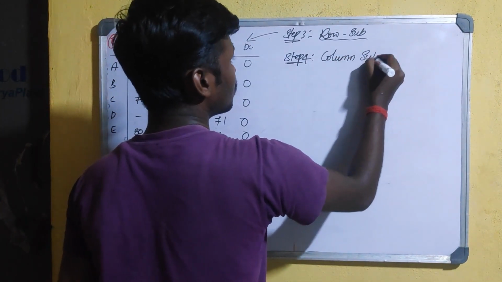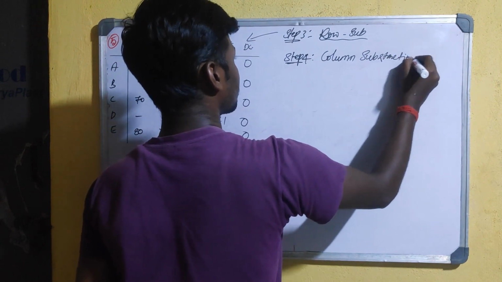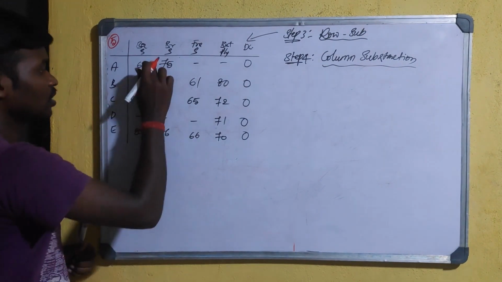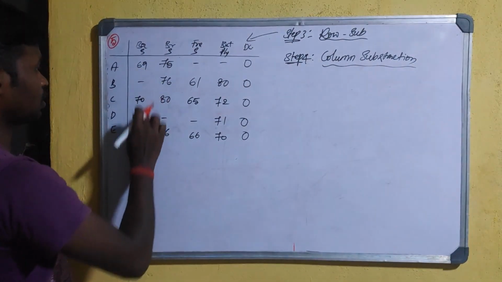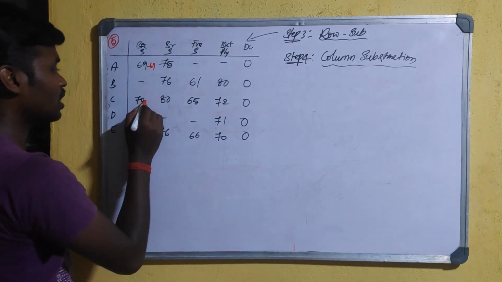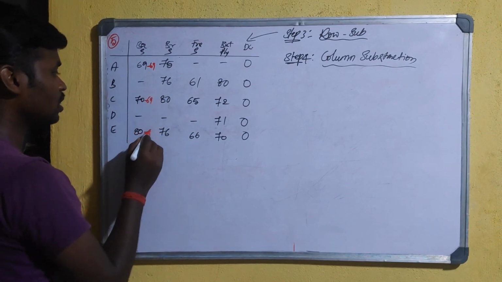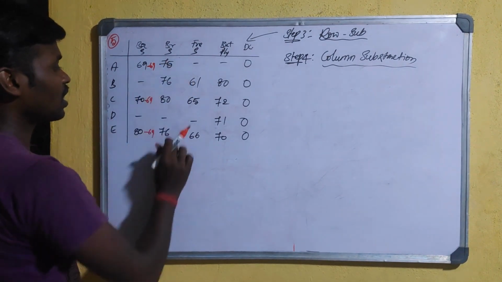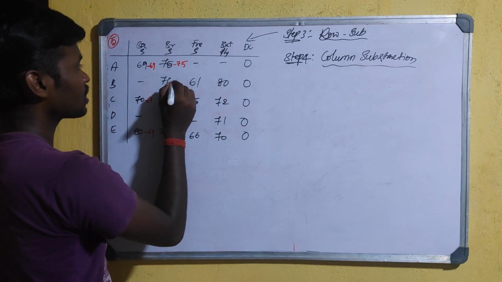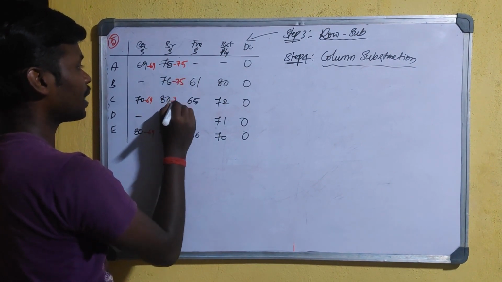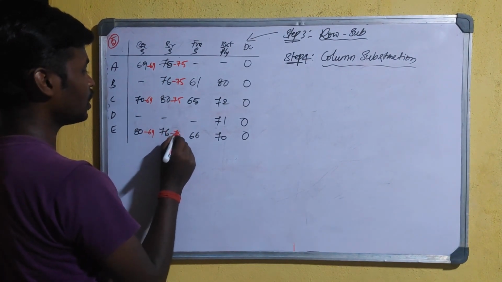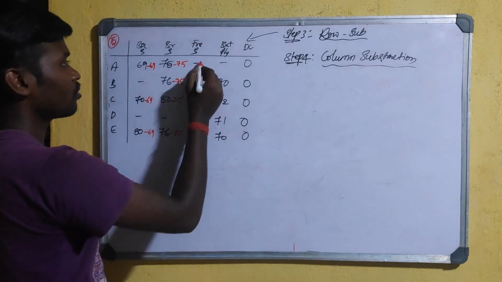column subtraction. Okay, see, in this column subtraction, which is the least number? So 69 is the least number. So 60 minus 69, 69 minus 69, and 70 minus 69, and 80 minus 69. Next, in the second column, which is the least number, 75 is the least number. So 75 minus 75, and 76 minus 75, and 80 minus 75, and we have to prohibit this cell, and 76 minus 75. Okay, next we have to prohibit this cell.